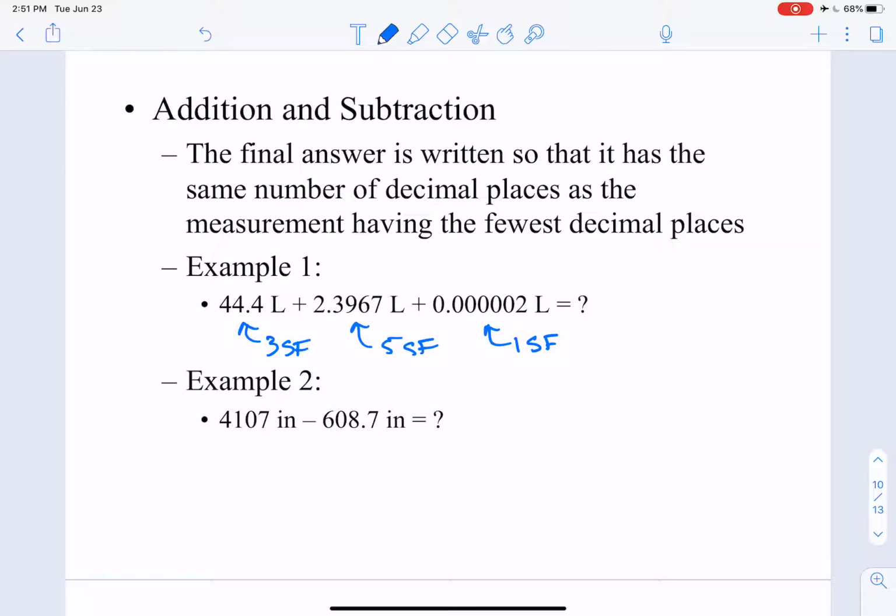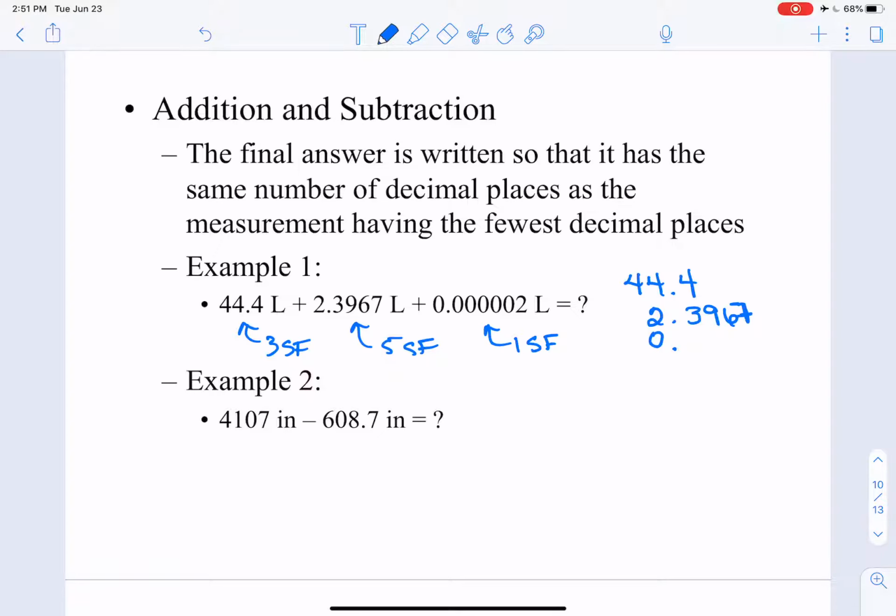So let's go ahead and line up our decimals like we were taught to do in elementary school and middle school, and we all thought, why do I have to do this? I'm never going to use this. Now, ha ha ha ha, that's coming back to haunt you right now.